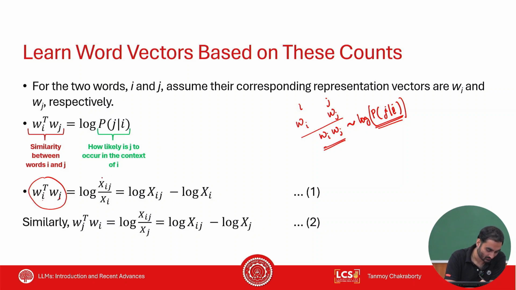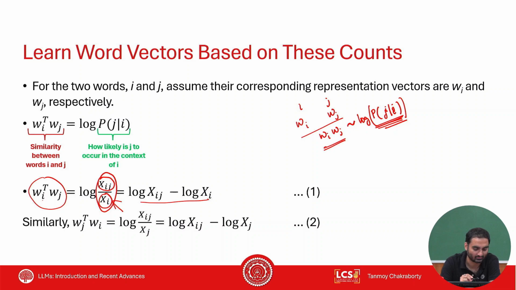And what is Xij? Xij is a count of the number of times i and j co-appear, right? What is Xi? Xi is the count of the word i. So this is essentially the probability: given that wi is the target word, how many times do wi and wj co-appear? This is the probability. I want to come up with two such vectors wi and wj which mimic this count based approach, right?